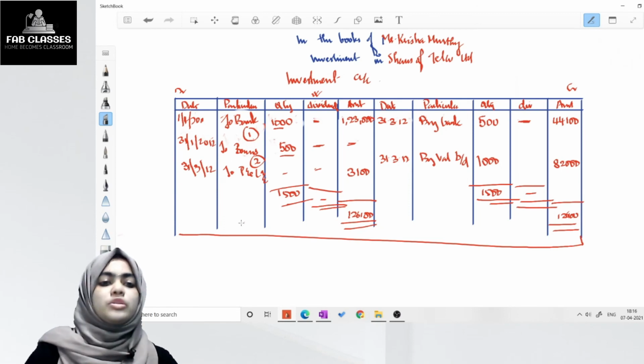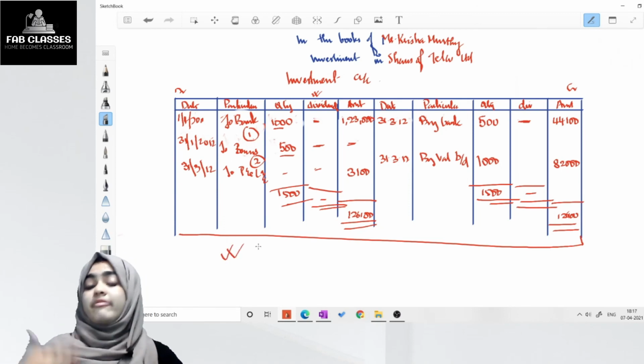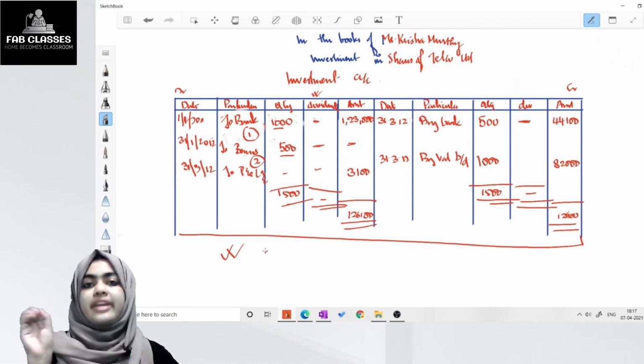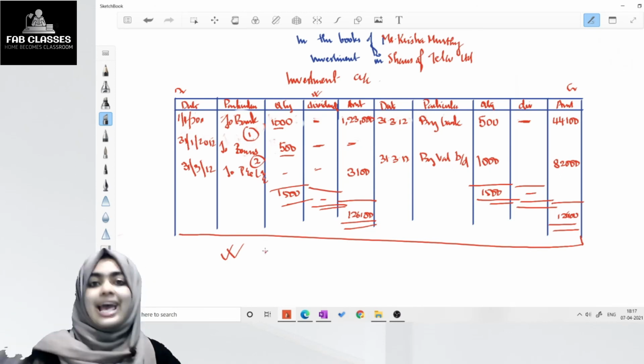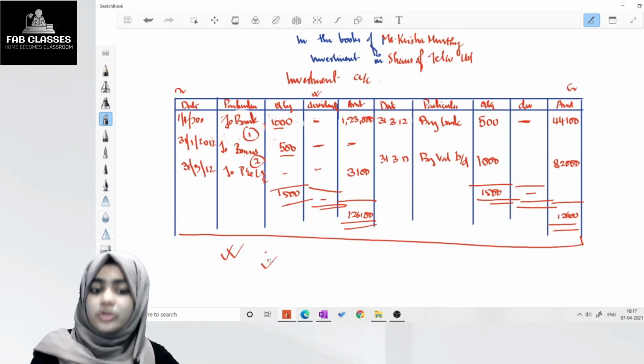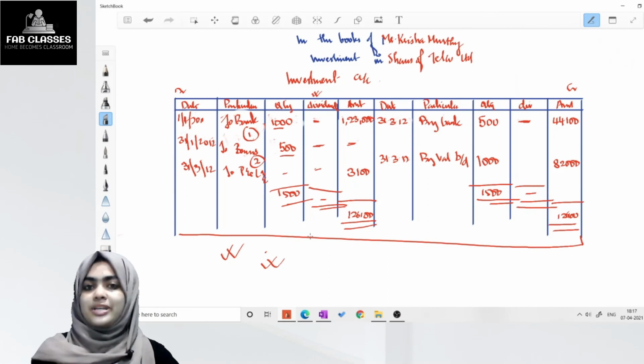I hope you understood this problem. If there is any doubt, there are many more illustrations to go. Please do have a look at all the illustrations, then every problem of yours will be cleared. And in case you have any doubt relating to the concept of the investment account, I have already uploaded a video relating to that also. So please do have a look at it.